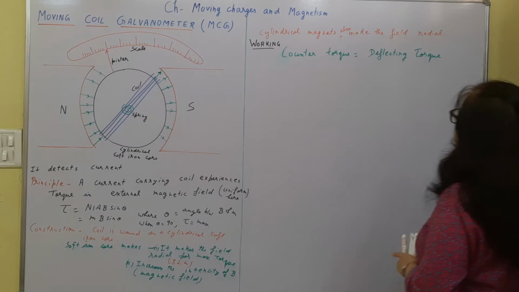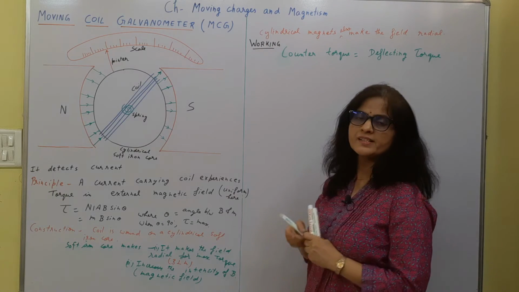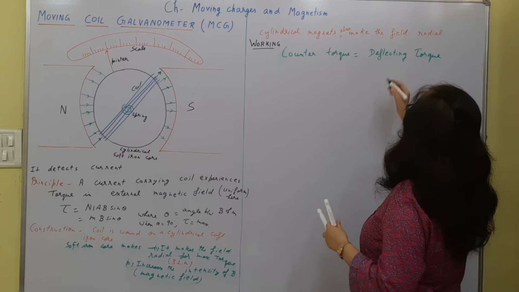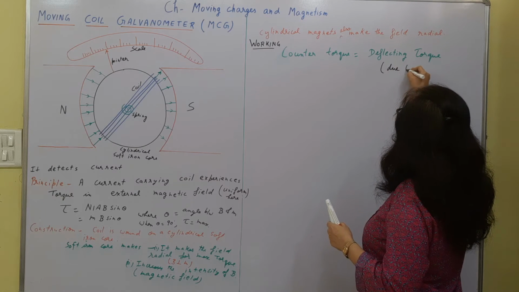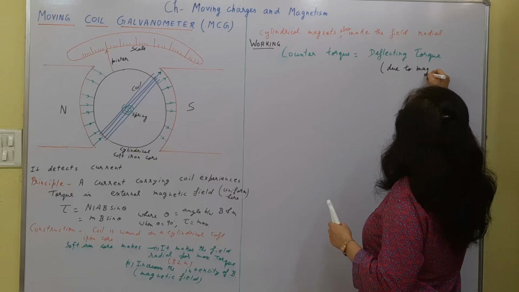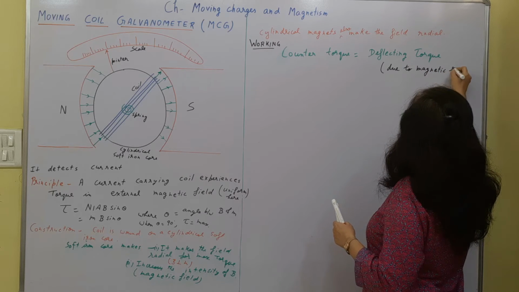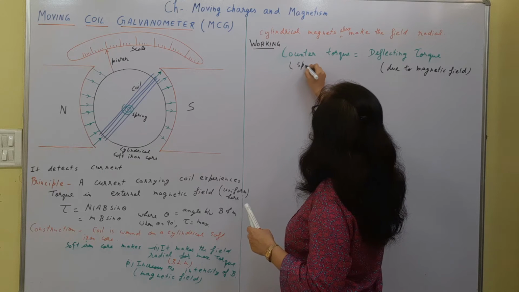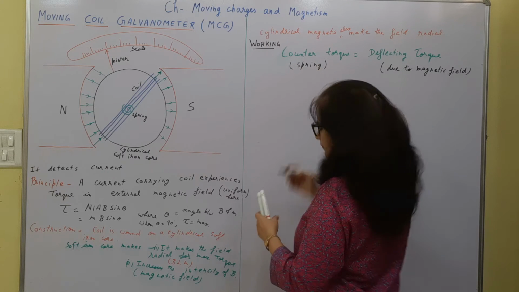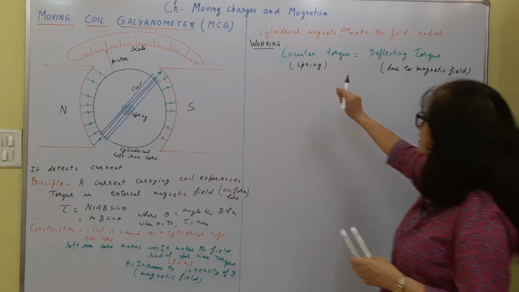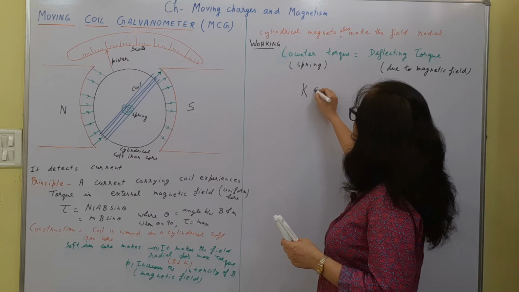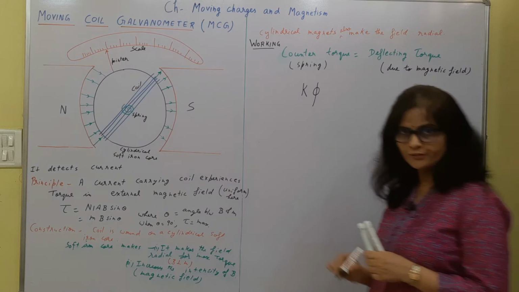Now what is this deflecting torque? Deflecting torque is the torque due to magnetic field. And this is due to the spring, right? What is the formula for this counter torque? This is K into deflection.